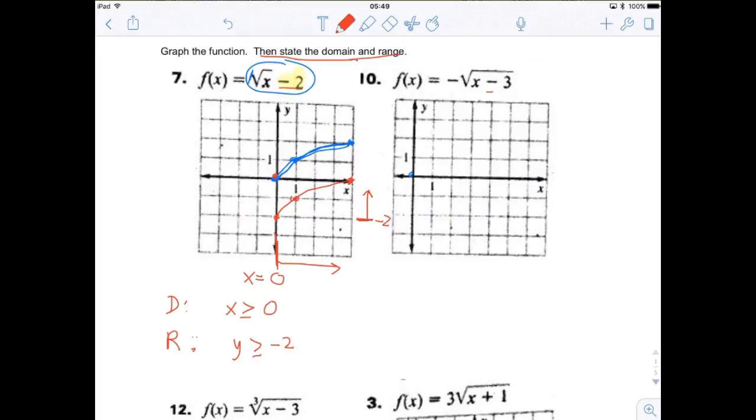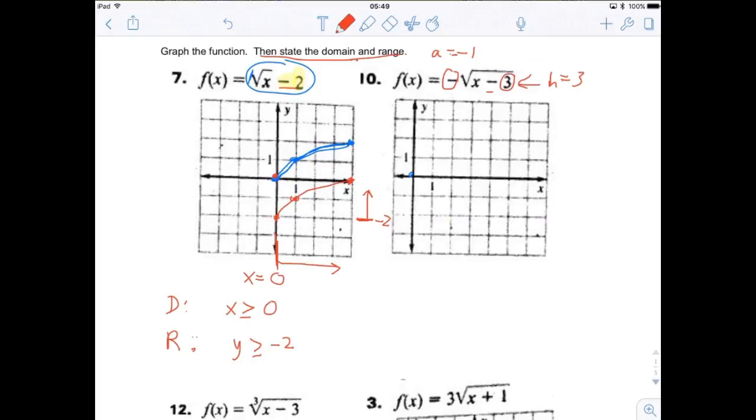The next problem, we have negative square root of x minus 3. And this has 2 parameters which are causing a transformation. It has this one, and it has this one. This one here would be a equals -1. And this one here would be h equals 3. Okay? So a equals -1 would cause a vertical stretch of factor -1, which you might think, that's kind of weird. What would be a -1 stretch?